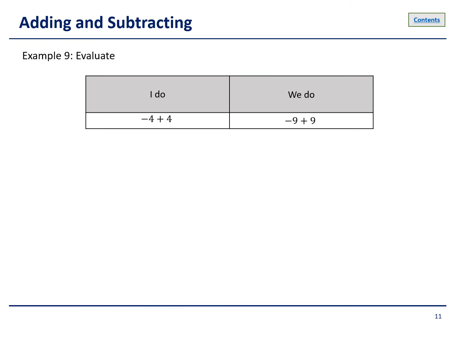Okay, this looks like our last example. Lots of working examples here, so well done for sticking these out. You should be really good at this at the end of it. So the I do, -4 + 4, nice and easy, 0. Pause the video, have a go at the we do. Yep, you got it right, 0 again.